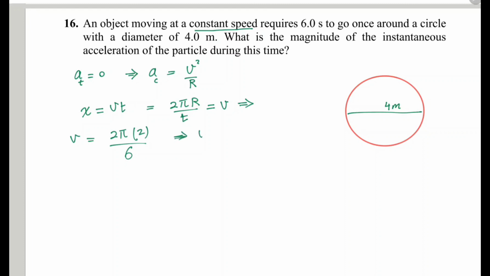So v in this case equals 2.1 meters per second. You substitute this back in the central acceleration, so acceleration equals 2.1 squared divided by 2, or 2.2 meters per second squared.